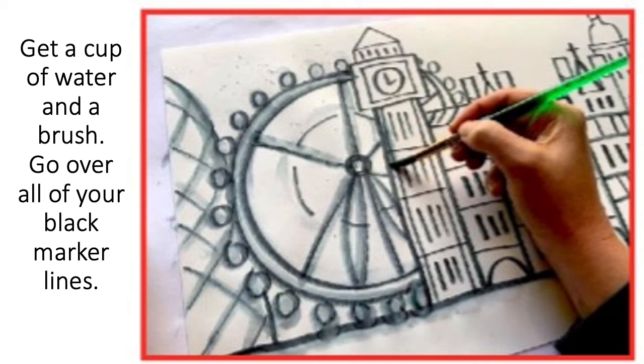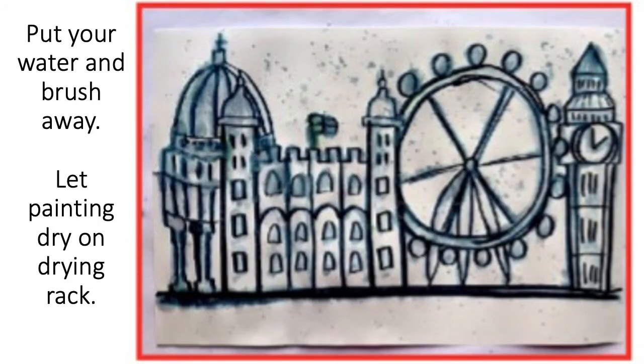London's known for a lot of rain, and that's why we're making this grayish. So we're using the same technique as we used earlier this year. So in order to make a gray, you have to touch the wet brush onto the black marker with the water. That's how you make the gray color. When you're finished, put your water and brush away. Now you can put this on the drying rack to dry while you do the next steps.